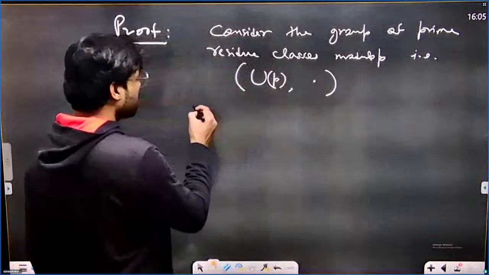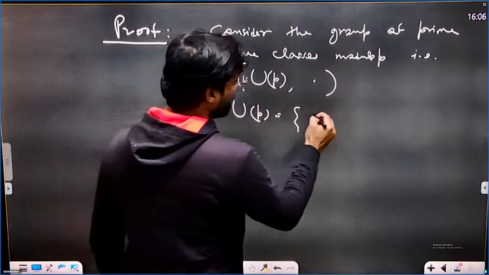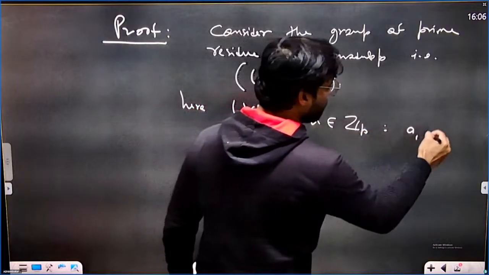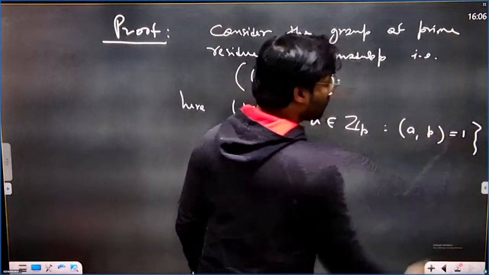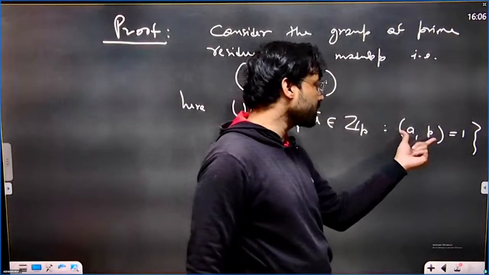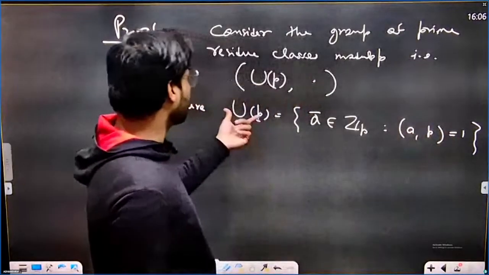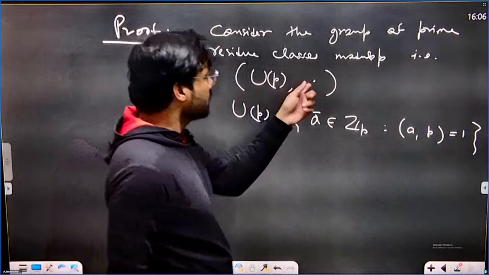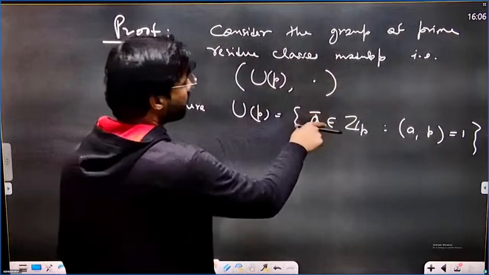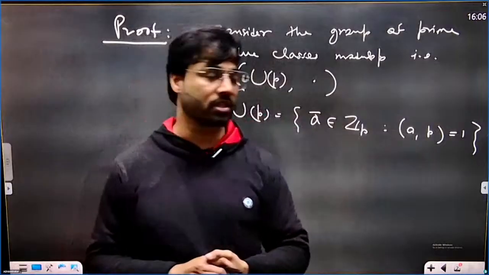And what is the set here? How to define this set? A bar belongs to Z_p such that a and p are co-prime. GCD of a and p equal to 1, means a and p are co-prime. Then this set forms a group with respect to multiplication in residue classes. So now consider this set, consider this group.